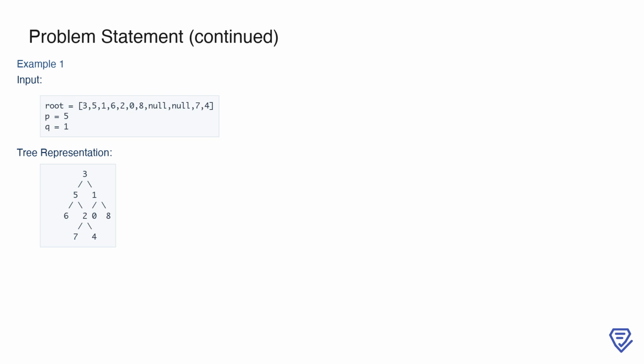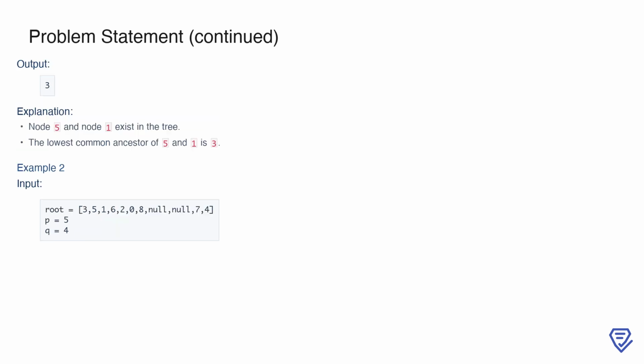In this example, our goal is to find the lowest common ancestor of nodes 5 and 1. These nodes are clearly part of the tree, and their LCA should be the lowest node where both are descendants. The output for this example is 3. This is because 5 and 1 exist in the tree, and the lowest common ancestor of these two nodes is the root node, 3. This node is the deepest node in the tree where both 5 and 1 are descendants.